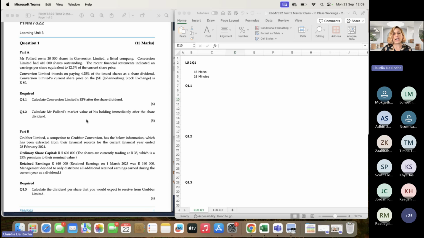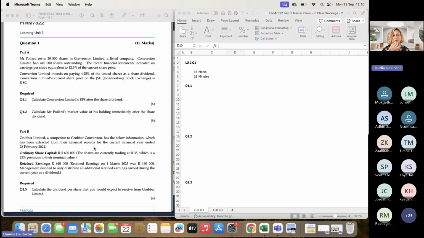dividends. Then it says calculate Mr. Poland's market value of his holding immediately after the share dividend. So when they're talking about market value, they're talking about market capitalization. That's what they're talking about. Okay, this is part A. And then for part B, calculate the dividend per share that you would expect to receive from Grubber Limited. So dividend per share, we have the formula for that, so we can just use it. Obviously, just understanding what is the information provided.